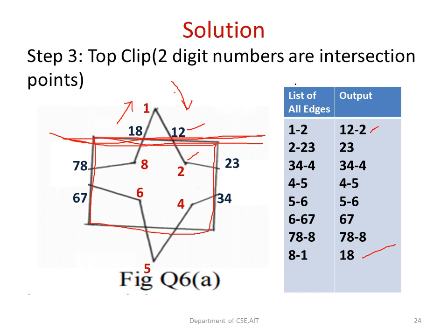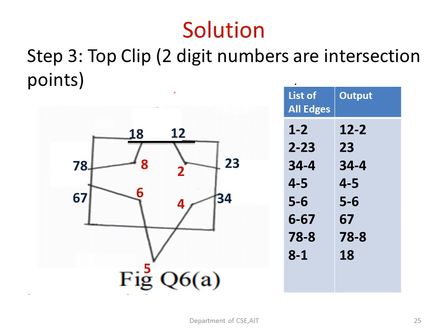In step 3, we are going to apply the top clip. You can see that 2 edges, that is 1 to 2 and 8 to 1, are affected. So 1 to 2 is from outside to inside, so I am going to consider 12 to 2 as the output. And from 8 to 1, whatever the line is there, I am going to consider only the intersection point, that is 18.